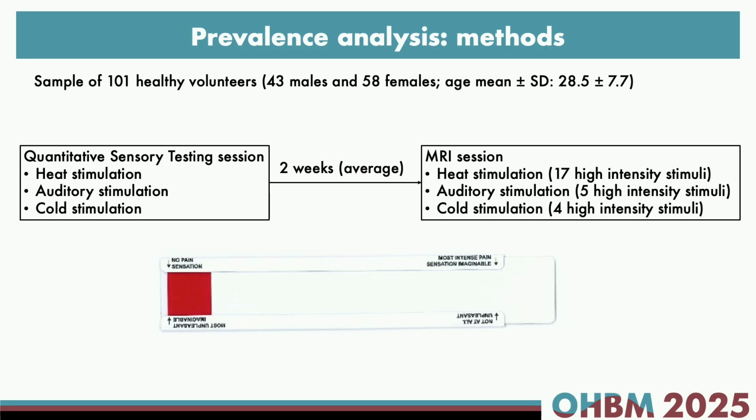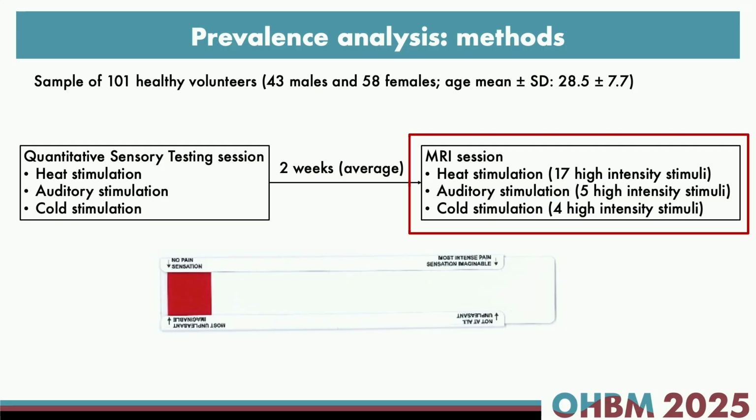So for this, I used the sample that we've seen before today already, with 101 healthy volunteers. Participants underwent 2 sessions, and today we're going to focus on the MRI session. So during this session, participants received heat, auditory, and cold stimulation. They experienced 17 high-intensity heat stimuli, 5 high-intensity auditory stimuli, and 4 high-intensity cold stimuli. And after each stimulus, they were asked to rate their pain intensity on a VAS scale that was computerized but looked a lot like the one displayed here.